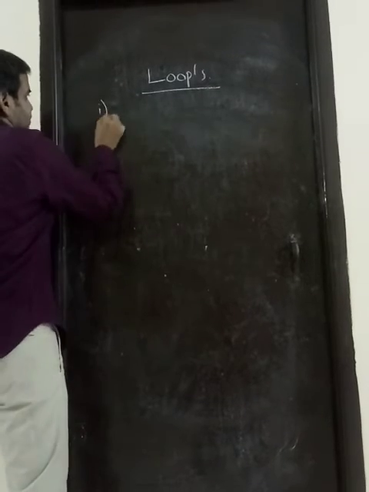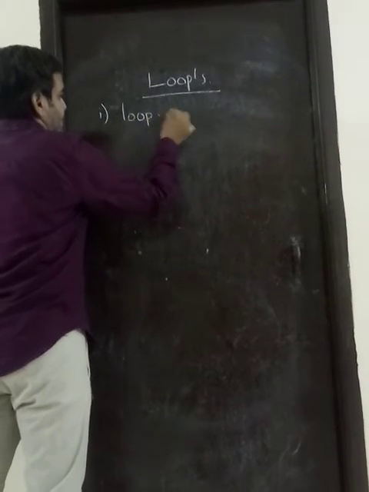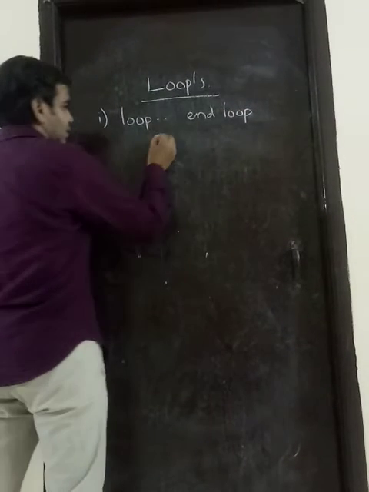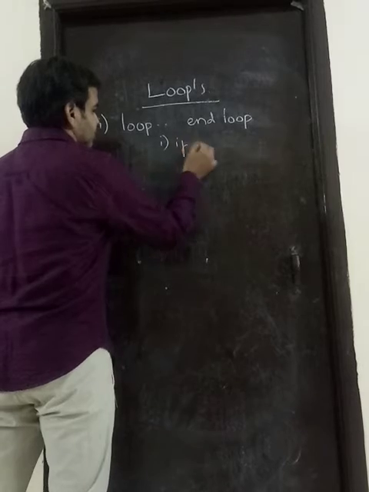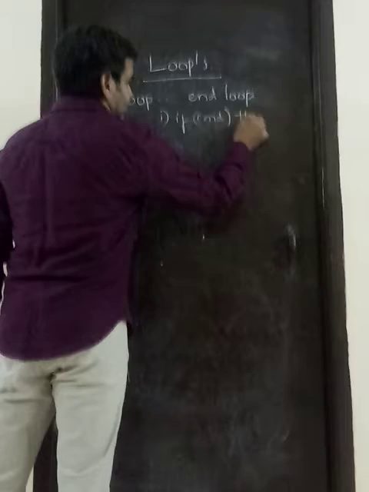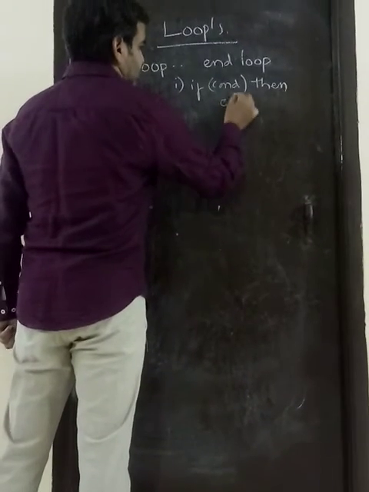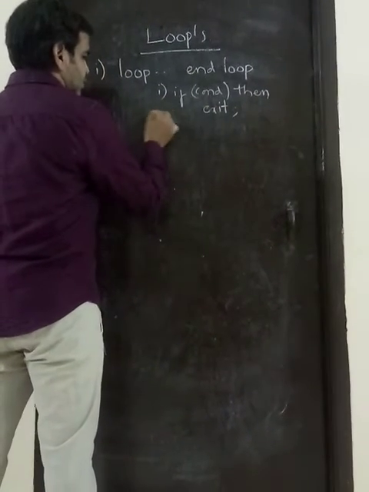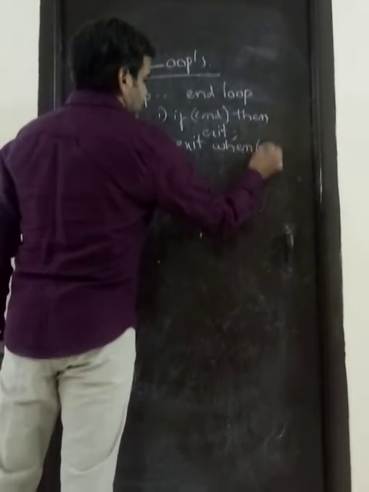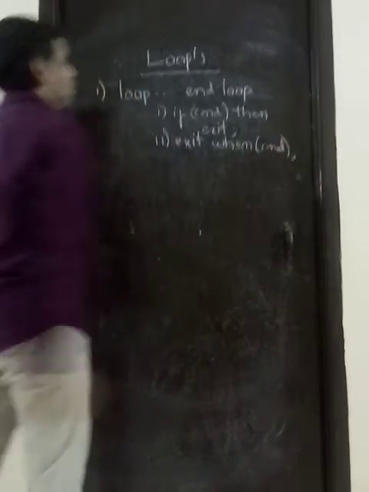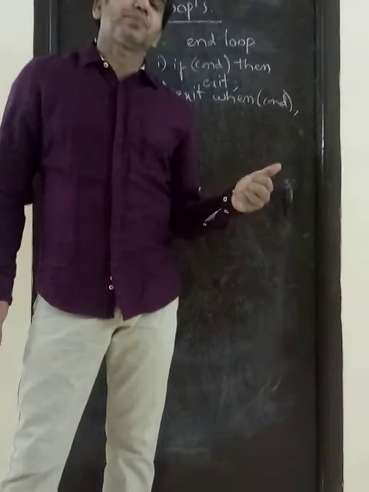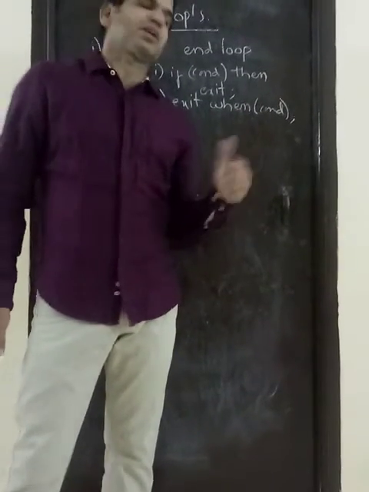First one is loop, end loop. In this we use the if option: if condition, then exit. This is one option. Second one is exit when condition. These are the two options we use in the loop and end loop. It is just like a do while loop in C language. First it will execute, then the condition will be checked.